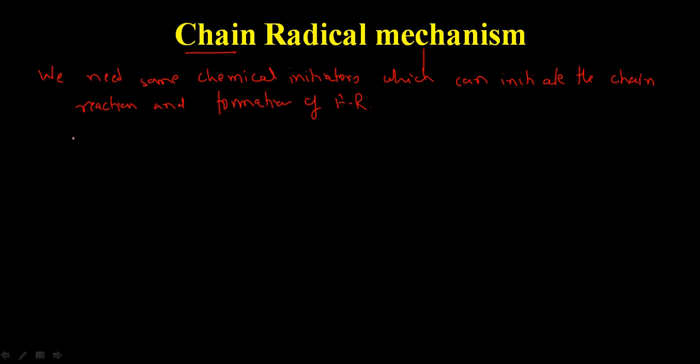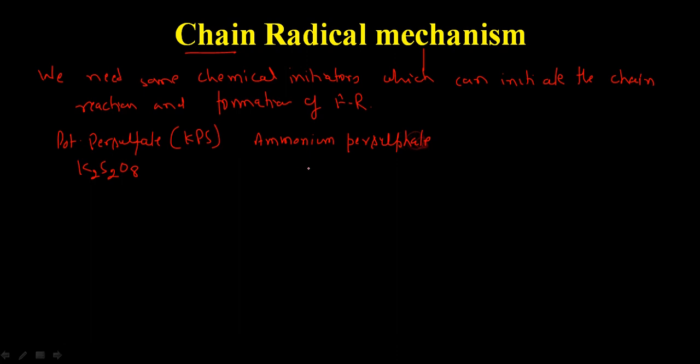The most commonly used chain initiators are potassium persulfate, which is also called KPS. The formula is K2S2O8. Ammonium persulfate, it is also called APS. The formula is... benzoyl peroxides.